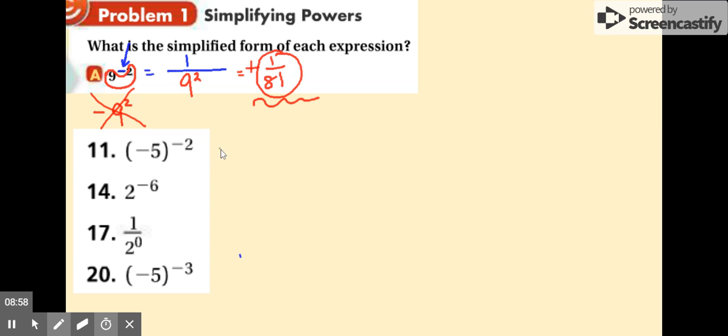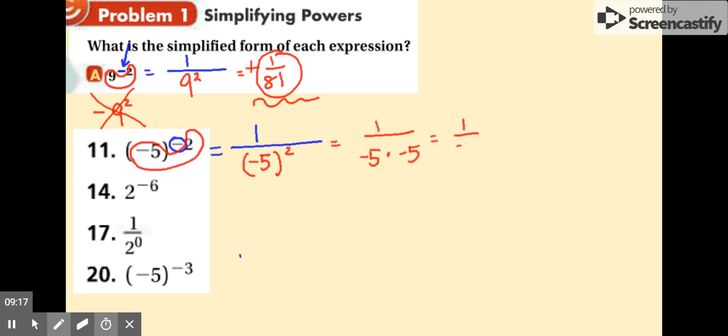So now what about 11? Now we also see a negative here, so I'm going to flip it. And negative 5 squared. Oh, I think we went over this example already. Negative 5 squared. So it's going to be 1 over negative 5 times negative 5, which is 1 over 25.